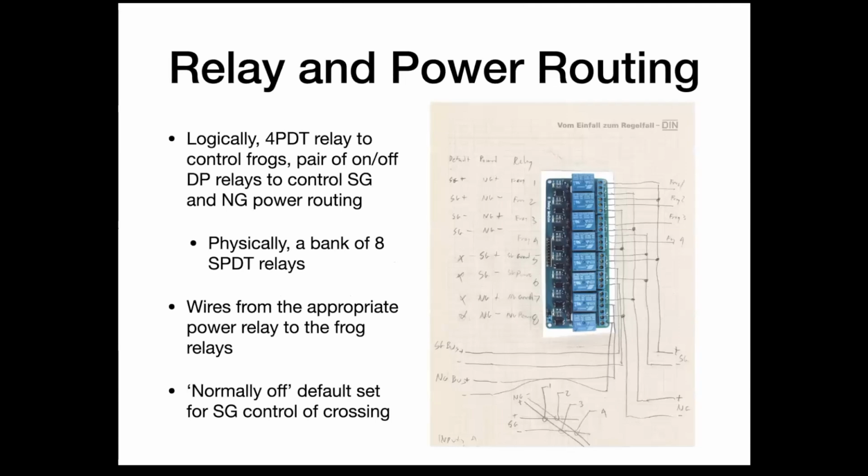So I mentioned I used relays. Now, logically, there's a 4-pole double throw relay that handles the frog crossings. Well, you can't get those in 5 volts. Jason Bachman said I just should have used an automotive 12-volt relay, but I found this board that has 8 single pole double throw relays. The other 4 relays are the on-off for the standard gauge, plus and minus, and the narrow gauge, plus and minus.